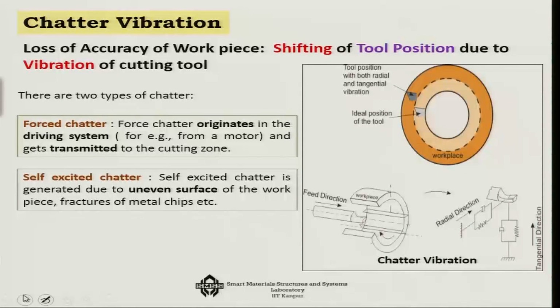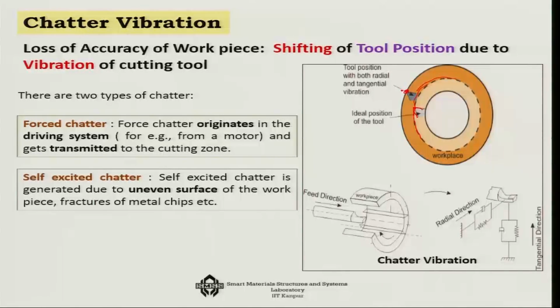Now, I told you that I will elaborate each one of these cases. For example, the first case, the loss of accuracy of workpiece, shifting of tool position due to vibration of the cutting tool. Suppose you see that this is the thing that you have to carve, as you can see in these dotted lines, and the cutting tool is placed here. So, we are carving material out of maybe a kind of a shaft, and this is the ideal location, but whenever there is a vibration, the tool actually cannot remain at this location, it goes to this particular location due to vibration.